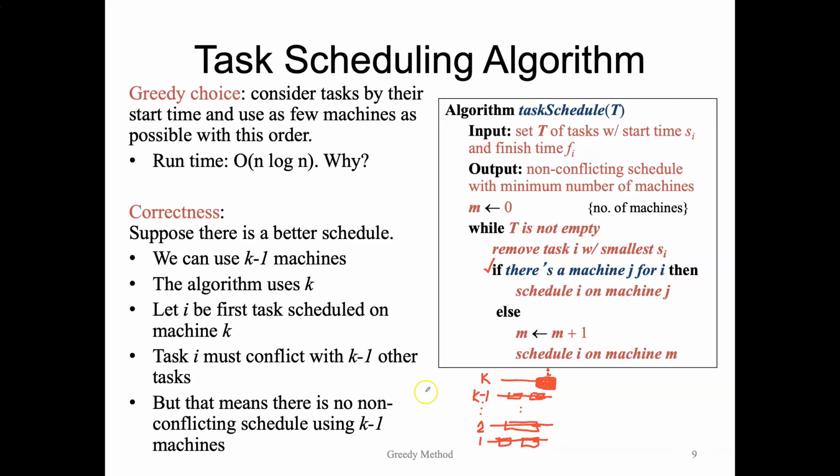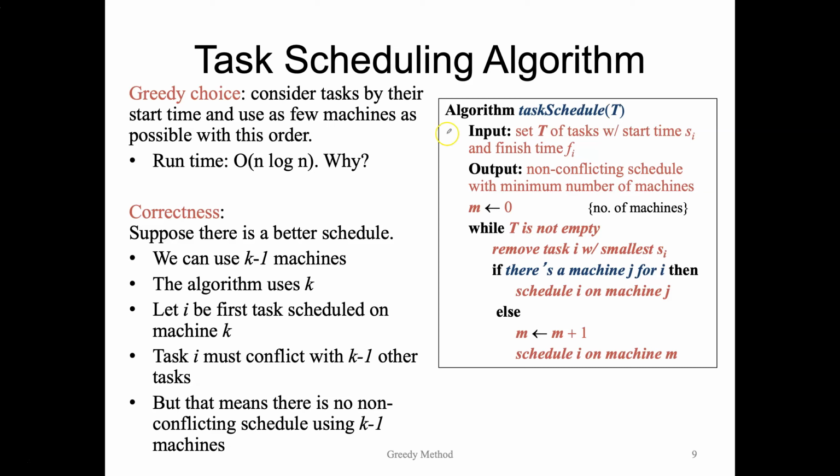So that means that there's no non-conflicting schedule using k minus 1 machines, because we've got at least k tasks, all of which overlap with each other with this task. So that means that there isn't a better schedule. It's really not possible to use fewer machines than what our greedy method uses, which means our greedy method is optimal. We do use the least number of machines possible.